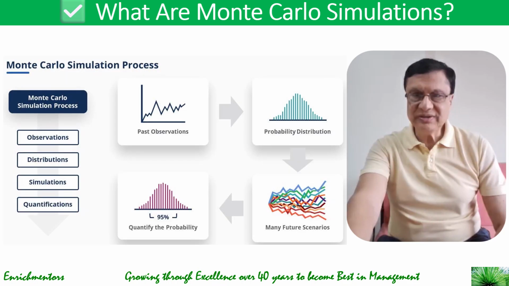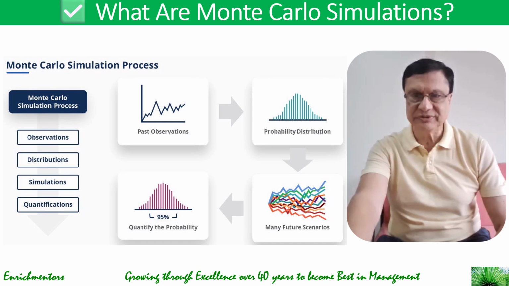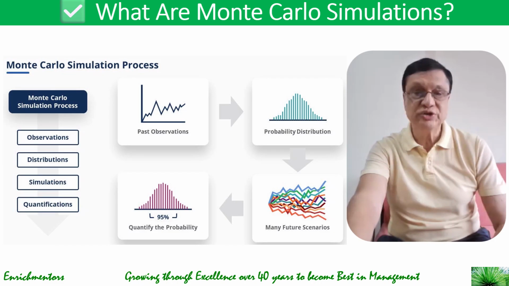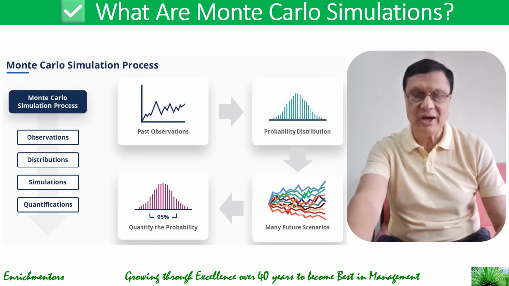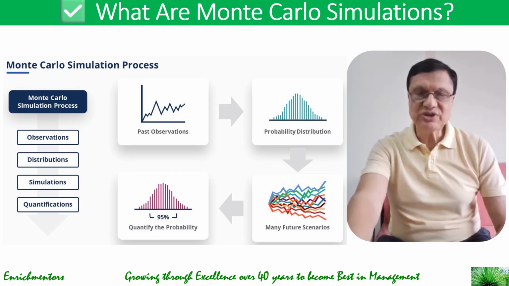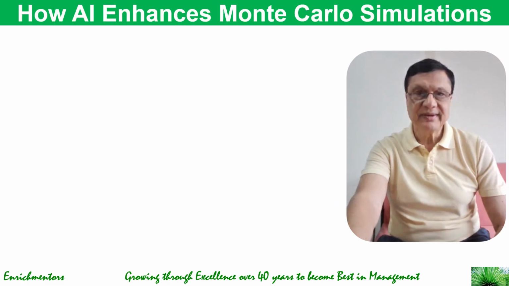So, Monte Carlo simulations, as you see here, simulate and estimate the probability of different outcomes by running thousands or millions of simulations using randomly generated variables based on historical or assumed distribution. And as you see here, there are four steps in this. There is observation, there are distributions that you decide, then you do simulation based on data, and then you quantify the outcomes. So that's what a Monte Carlo simulation is.